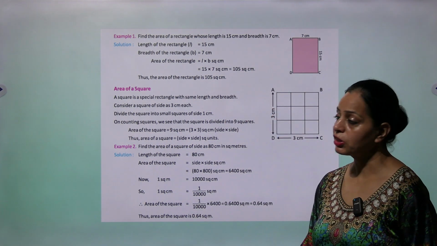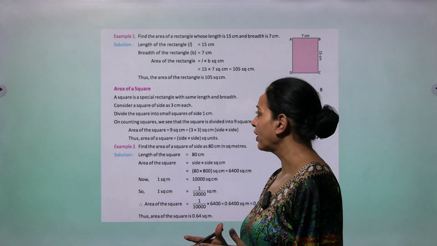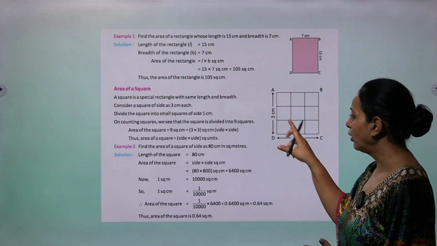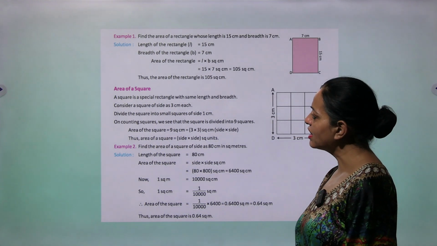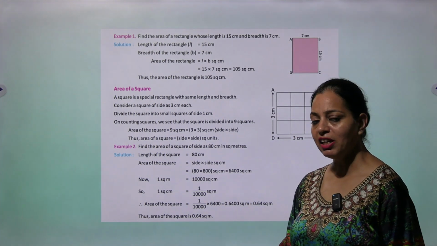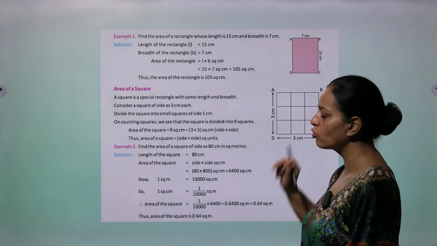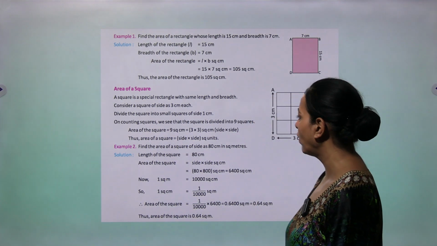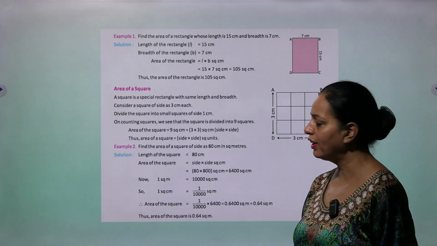Now area of a square. A square is a special rectangle with same length and breadth. Square में as I told you length और breadth same होता है. So consider a square of side as 3 centimeter each. हमने 3 सेंटीमीटर का स्क्वायर कंसीडर किया है. Divide the square into small squares of side 1 centimeter. ऐसे ही हमने divide कर दिया.